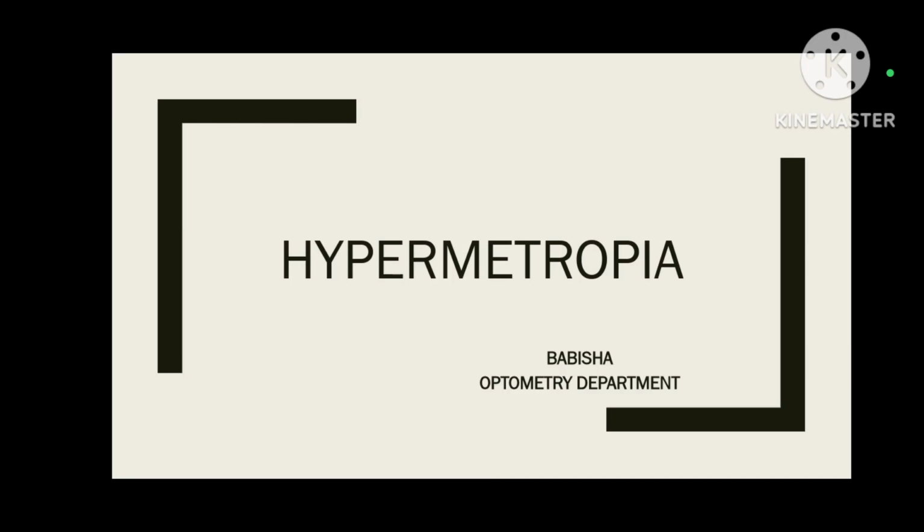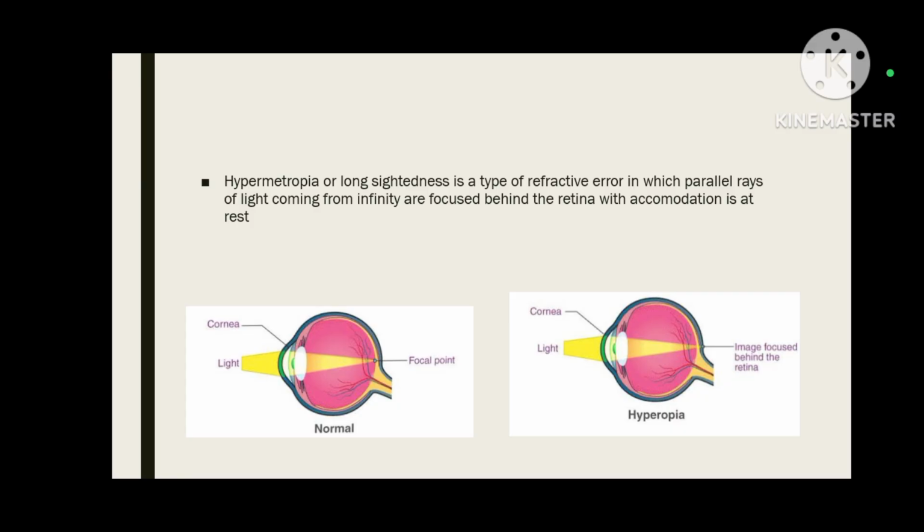Today we are going to study about hypermetropia. Hypermetropia, or long sightedness, is a type of refractive error in which parallel rays of light coming from infinity are focused behind the retina when accommodation is at rest. In a normal eye, the parallel rays of light coming from infinity are focused on the sensitive layer of the retina. But in hypermetropia, the light rays coming from infinity are focused behind the retina.